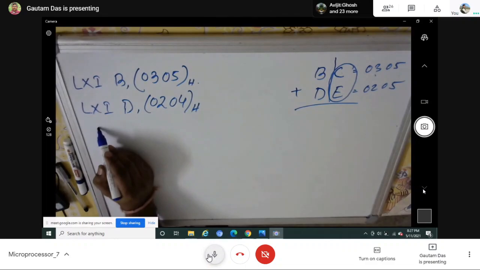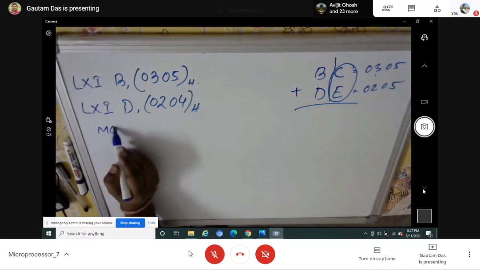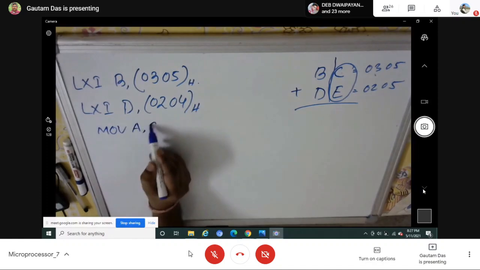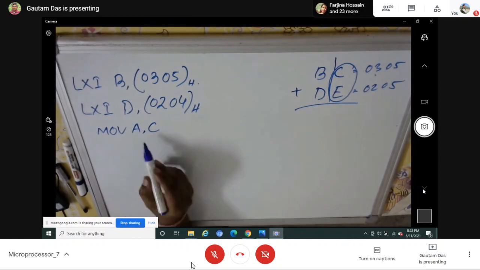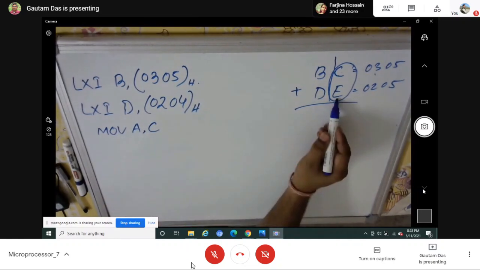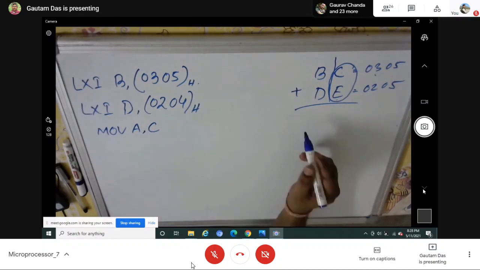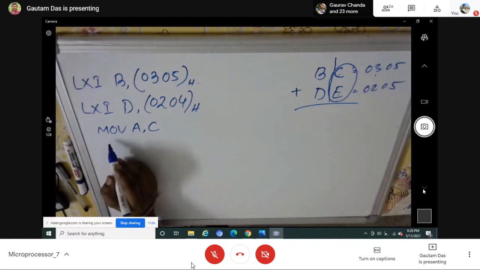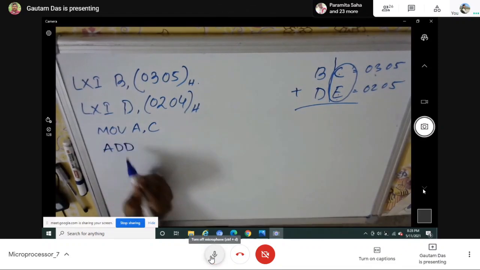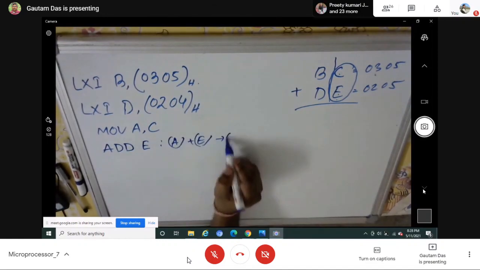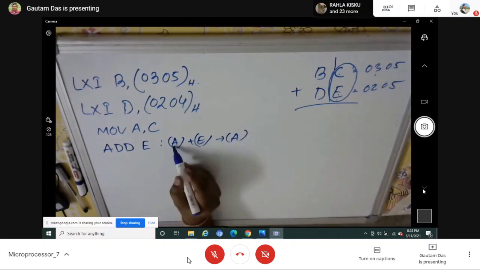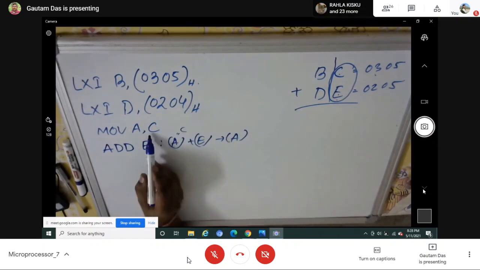MOV A, C. So one data you want to move into accumulator because it is an arithmetic instruction, MOV A, C. Then that means now you have to add A with E, because you have moved C to A. Means now you have to perform A plus E. Which instruction is available? ADD instruction. Add what operand? E. ADD E, because it will perform A plus E and the result will be stored at A. What is A? It is basically the content of C, because you have already moved C into A.